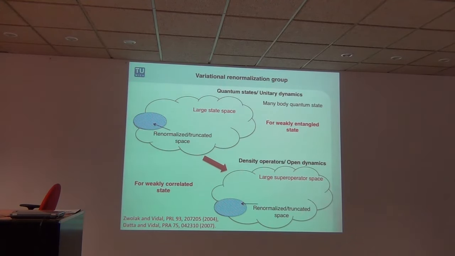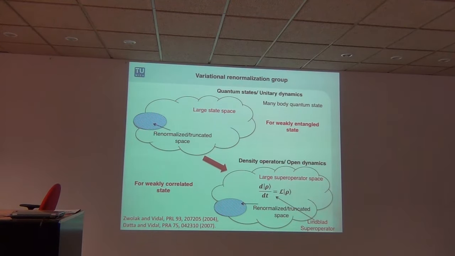Now, what do I mean by the superoperator space? What I mean is that my density matrices can be vectorized, and my density matrices are now represented as vectors in the complex vector space, and my operators are now superoperators in the space. Similarly, the entire Lindblad equation can now be represented in the superoperator space, and the entire mechanism of variational renormalization group is now mapped to this much, much larger system.